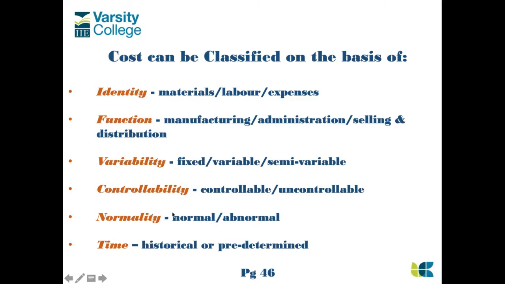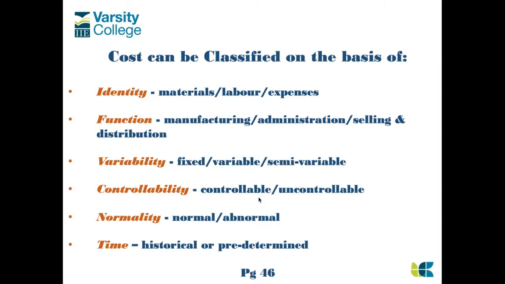Then we have controllable costs. There are costs that we have control of, and then there are costs we have no control of. Such as if we find ourselves in an accident, if the factory burns down, for example. Whereas controllable is, how much of this are we purchasing? So things like that, normal and abnormal costs as well. Then we have time: historical or predetermined.